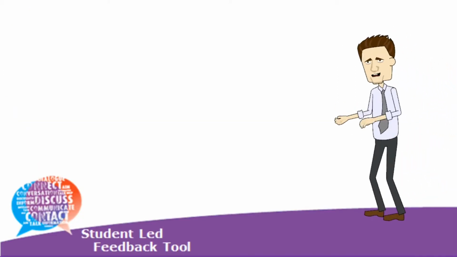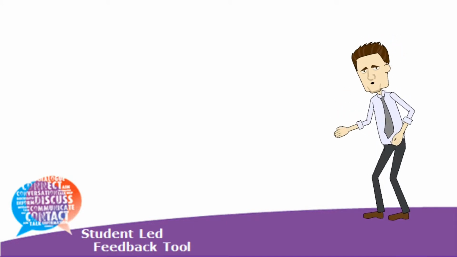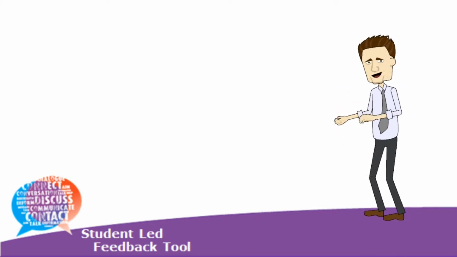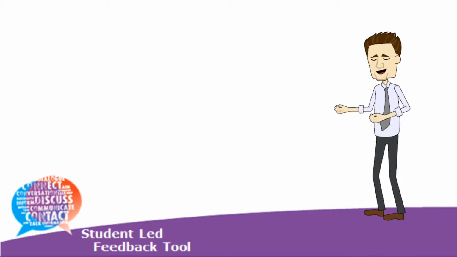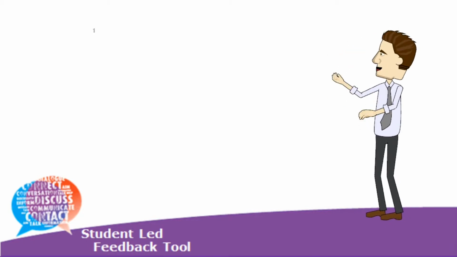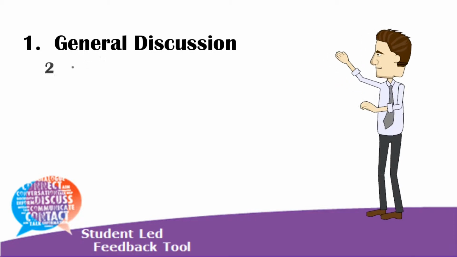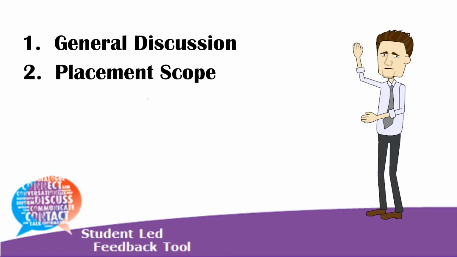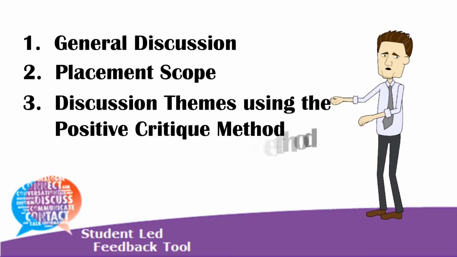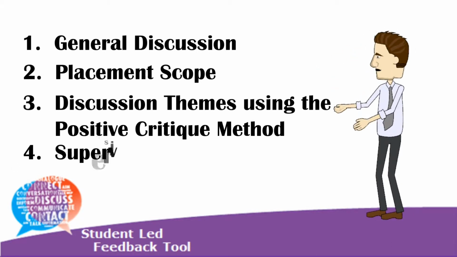This tutorial will summarise the steps to the student-led feedback tool. There are 4 steps to the student-led feedback tool. These steps are general discussion, placement scope, discussion themes using the positive critique method, and supervision.